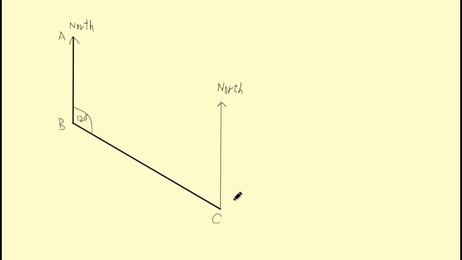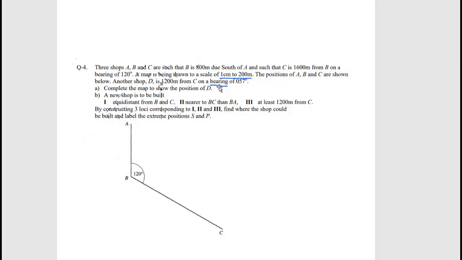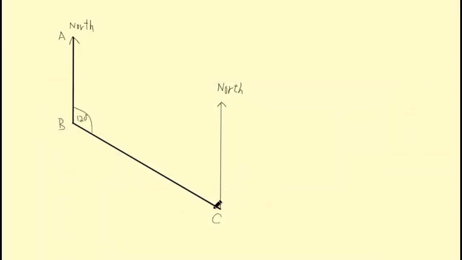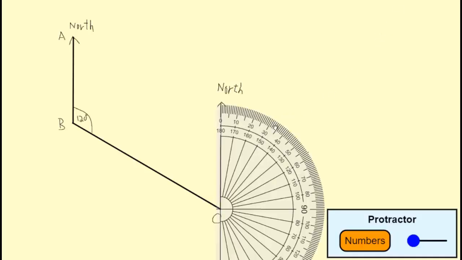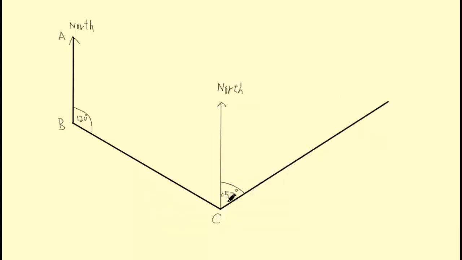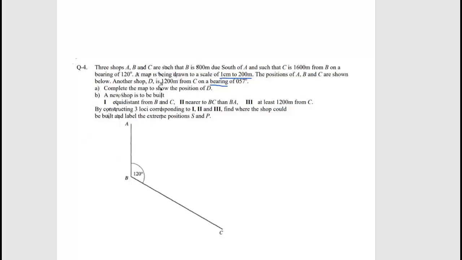Now we will find the bearing of 57 degree from C. So the bearing is an angle clockwise from the north side. So here 0, 10 and 57 will be over here. I put the mark on the 57 degree angle. This is the 57 degree bearing.